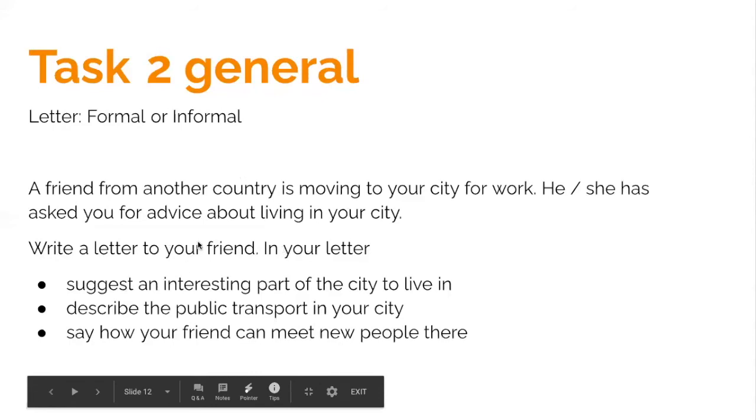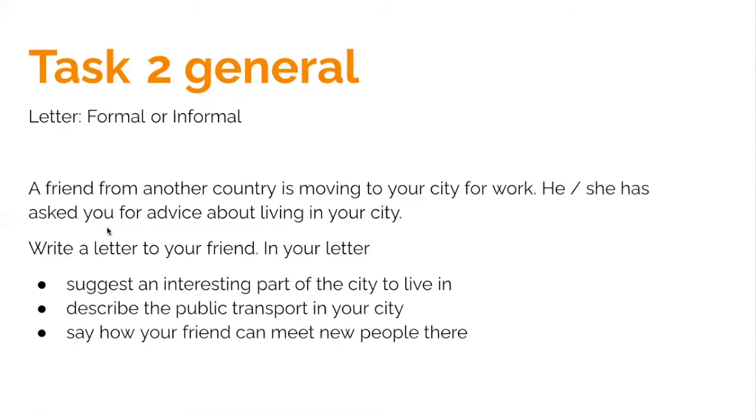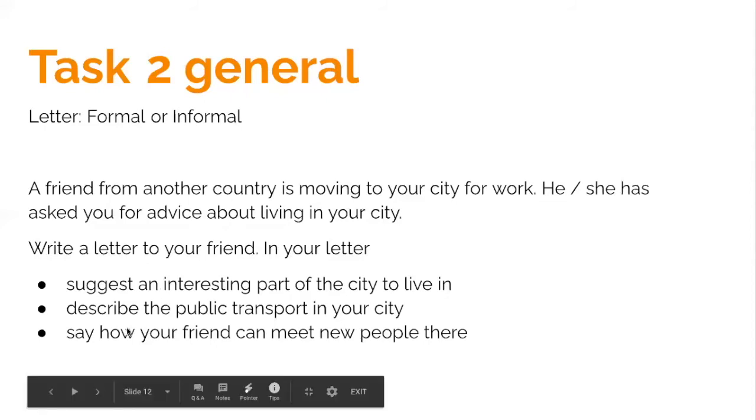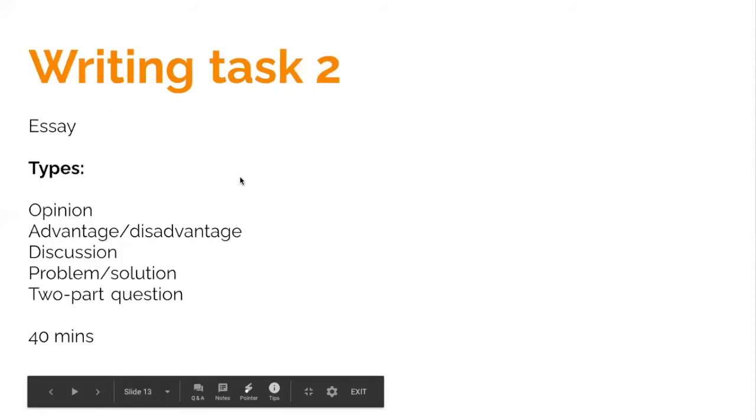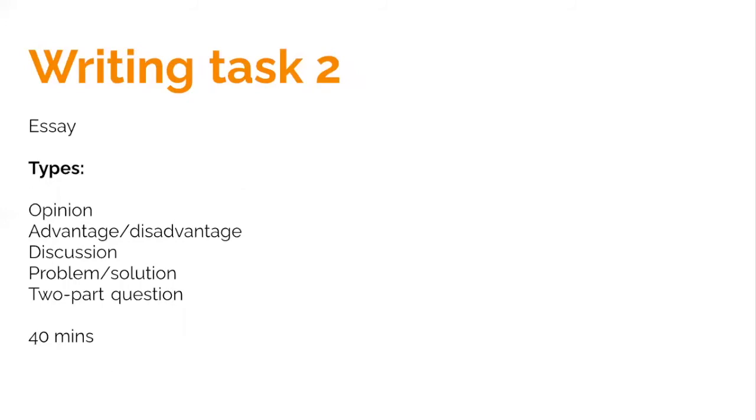Yeah, so this is an example of an informal letter, because it says write a letter to your friend. This is informal. Sometimes you're asked to write a formal letter. For example, write a letter to a radio host and express your opinion on some subject. In that case, it's going to be a formal letter. Here it's informal. All right, guys, so task 1 is different for the academic version and for the general version. And here comes task 2.